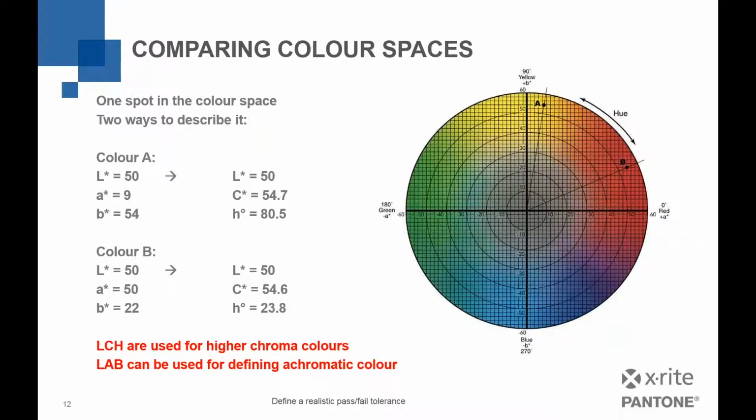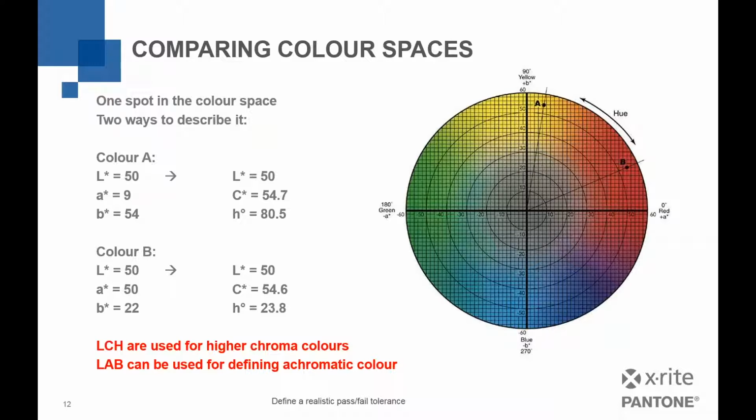We can look at point A as being, obviously, the L star comes out of the screen and through the screen, so we're not seeing that third dimension in this particular schematic, but we have an L star of 50 units, so that would be out of the screen towards us, an A star of 9, so it's slightly towards the red side, and a B star of 54, very much in the yellow direction.